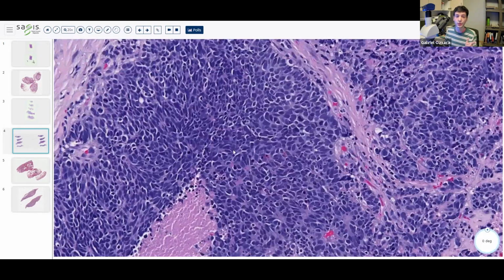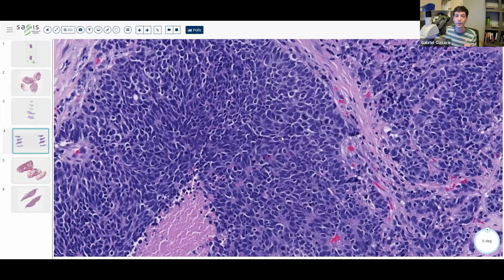Additionally, the nuclear features are very helpful in that notice how there is no pattern to the chromatin in these nuclei. There's also a very high nuclear to cytoplasmic ratio, and some of these nuclei are kind of impinging upon each other, also known as molding. And so what I just described are features of neuroendocrine tumors. And if we're dealing with a neuroendocrine tumor on a differential with a basal cell carcinoma, then we must think about Merkel cell carcinoma, which is what this one ended up being.